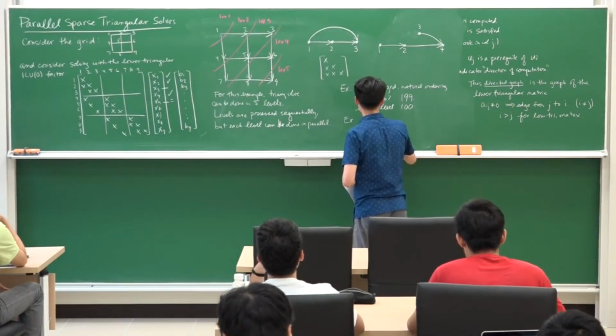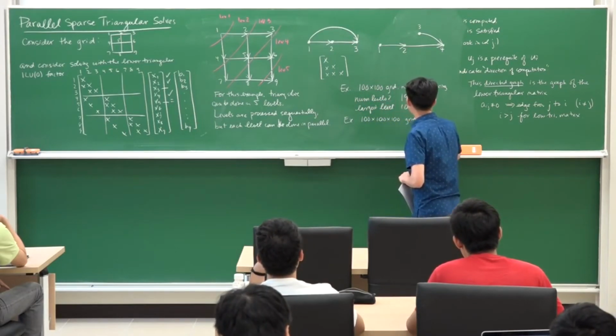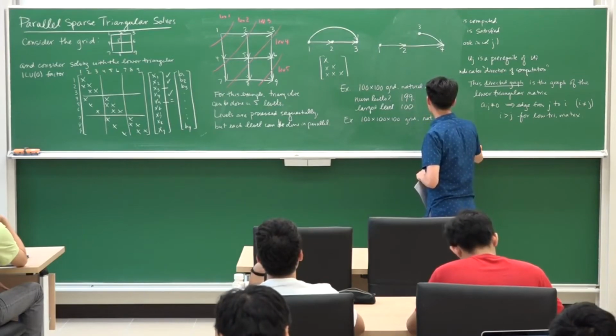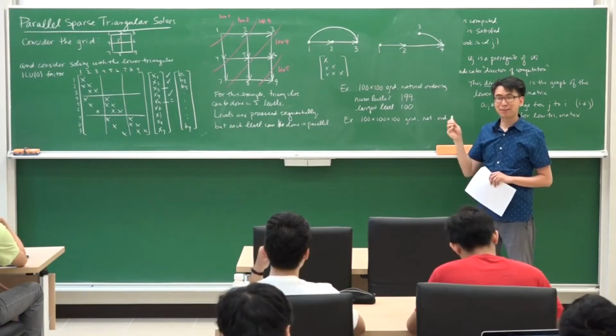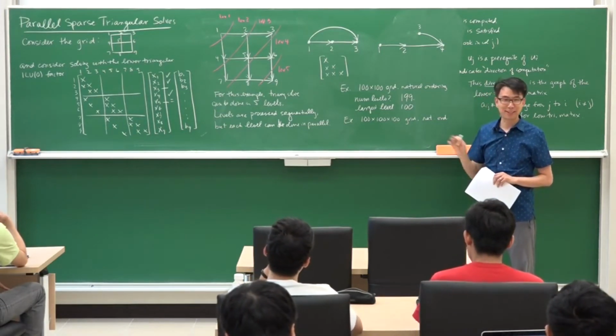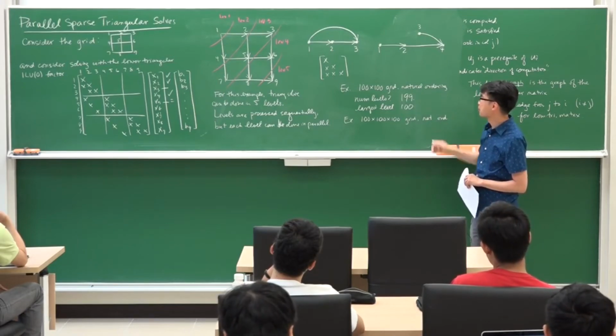A 100 by 100 by 100 grid, natural ordering. It's a little bit harder to think of what the answer is. In fact, I don't know the answer. I didn't think about it. But you could also ask yourself how many levels there are and what's the largest level.